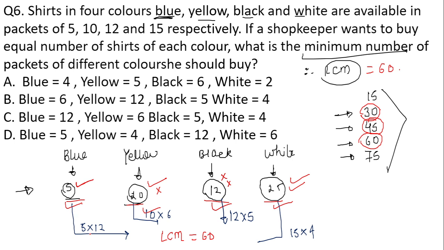So here 12, 6, 5 and 4 are the total number of packets. How many blue t-shirts are required? Blue t-shirt packets should be 12. Yellow t-shirts 6 packets. Similarly black 5 packets and white is 4 packets. So these are the total number of packets required so that the shopkeeper can buy the equal number of t-shirts. I hope you have got it. First we have calculated the LCM and then we got the numbers.